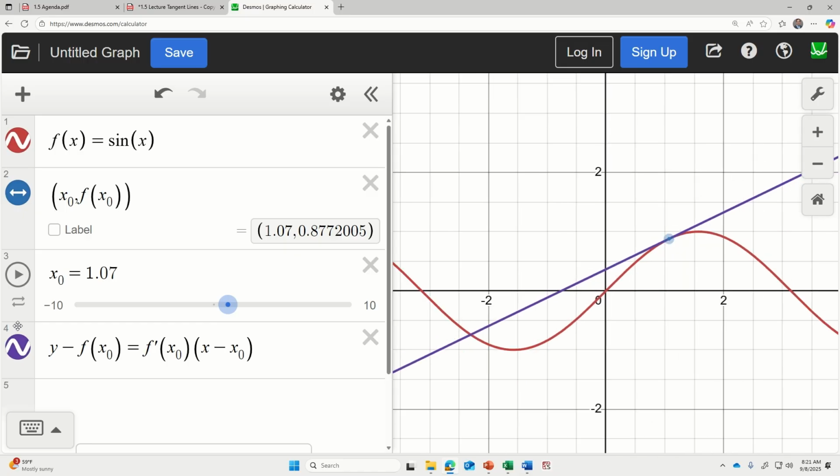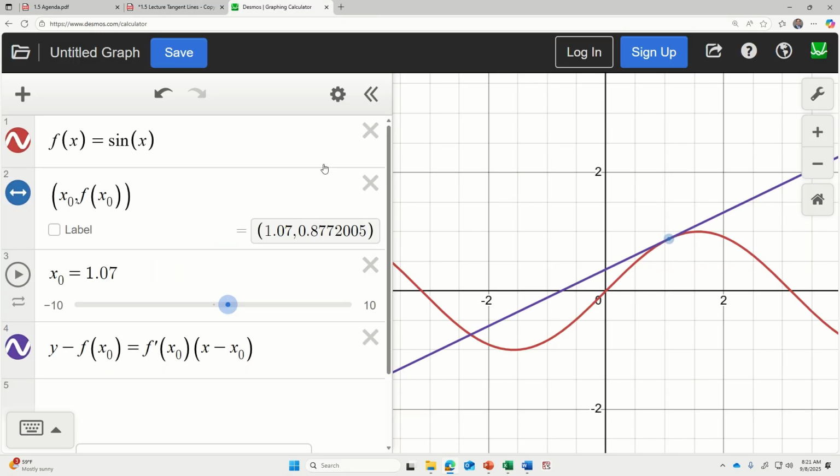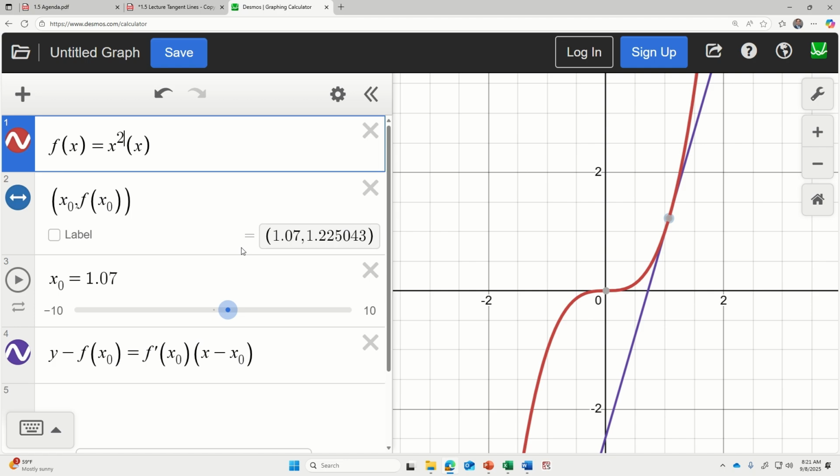So anyways, today we are finding tangent lines, but that's the big picture of why this is important at all. And the cool thing about this Desmos setup, if you try this at home, is now you can change this function to be whatever you want. If you want your function to just be x squared.